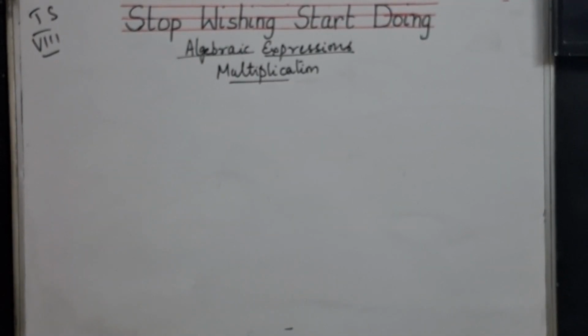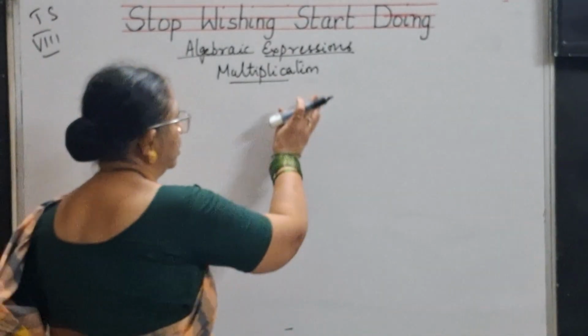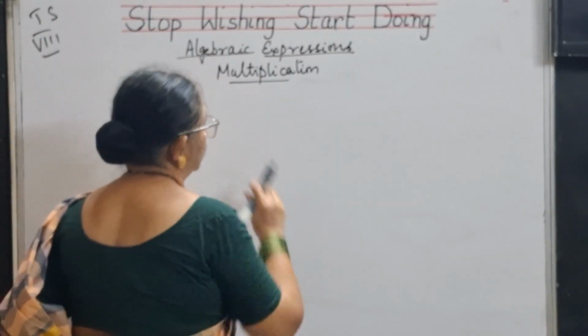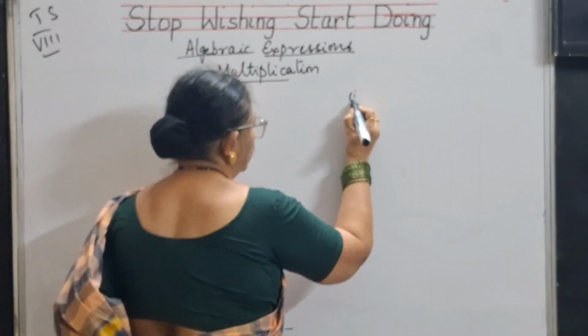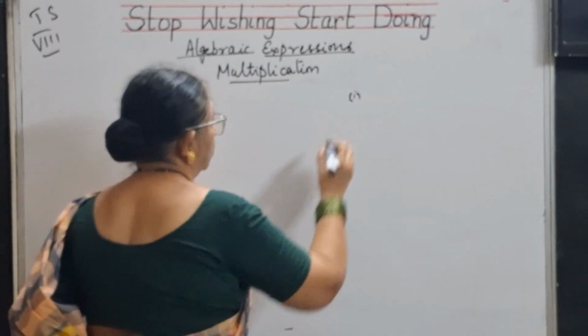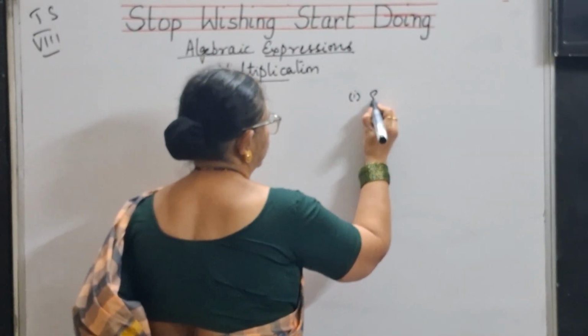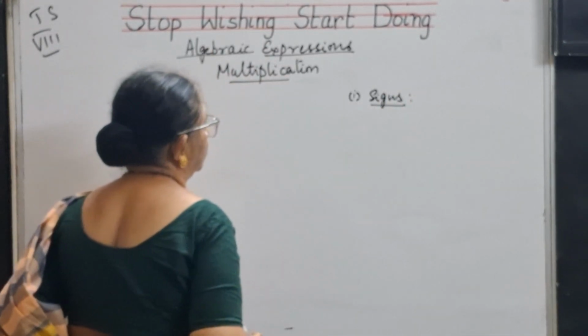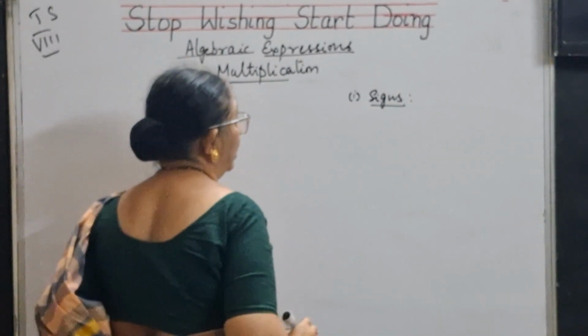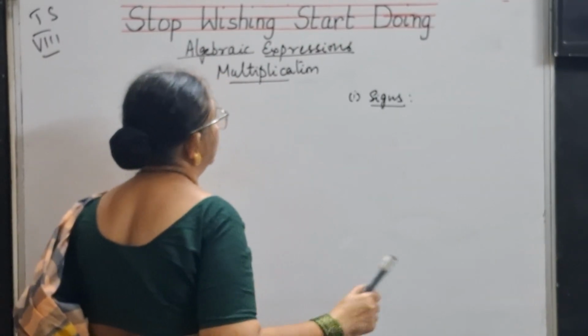Now I am dealing with 8th class maths, algebraic expressions, multiplication. In the previous topic I have done addition and subtraction, now multiplication. But mainly when you are talking about multiplication, you should know the main properties, how you have to multiply. The three things which you need to keep in mind: first, signs. Whenever you are multiplying, you have to multiply signs and then you have to go for the numerals.